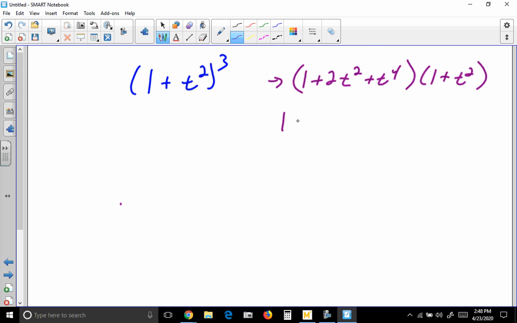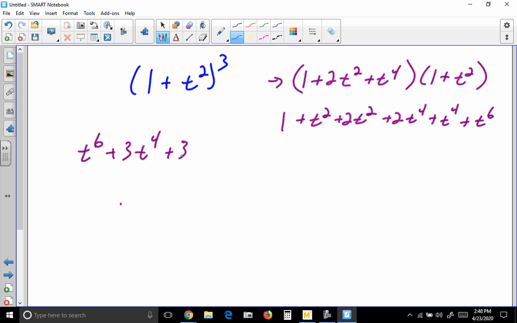1, 1 times t squared, 2t squared times 1, 2t squared times t squared, t to the fourth times 1, t to the fourth times t squared. So that's going to be, let's put it in descending order, t to the sixth, 2, 3, t to the fourth, 3t squared, plus 1. So that's what we're going to transform.